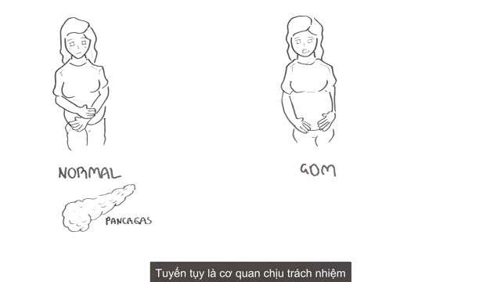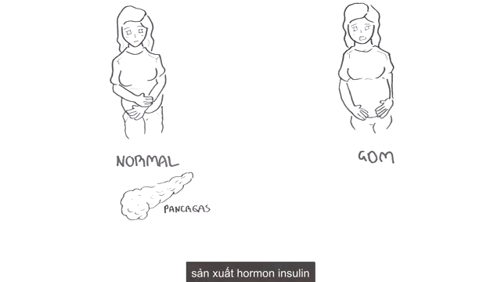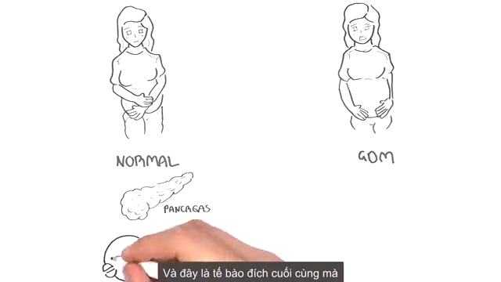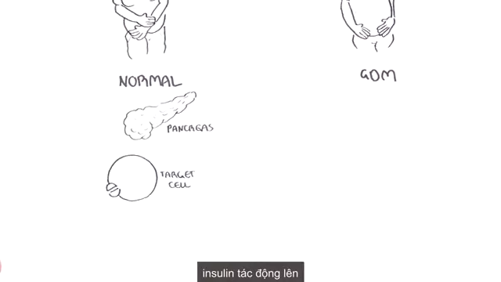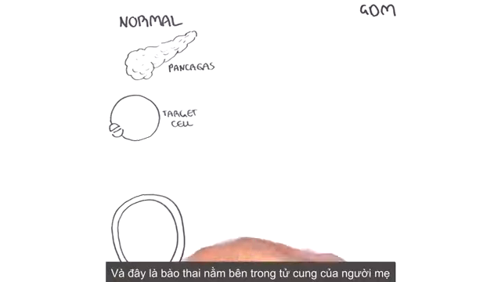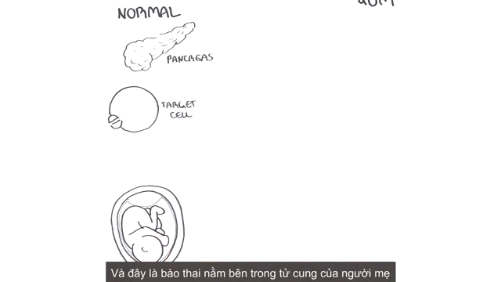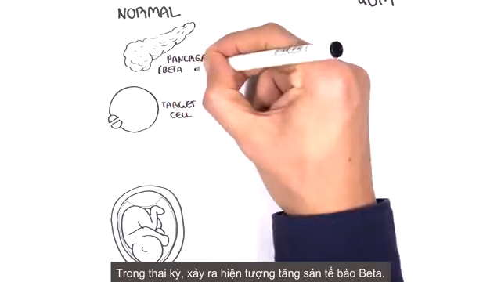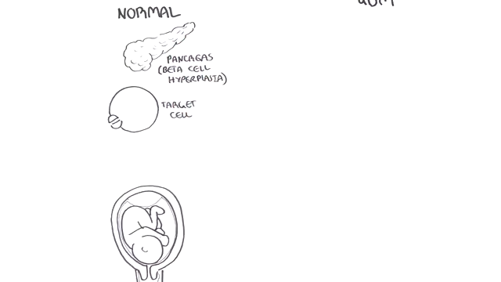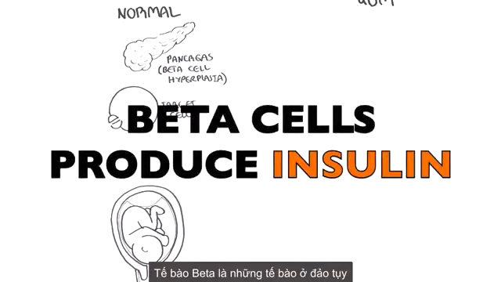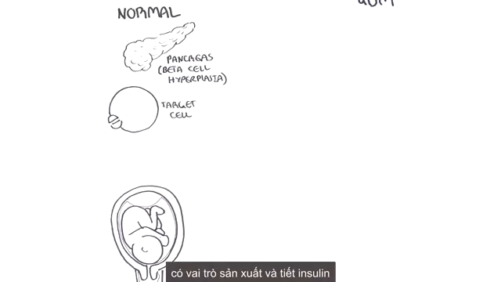The pancreas is an organ responsible for producing the hormone insulin. And here is the target cell, which insulin will target eventually. And here is the fetus, which is inside the uterus of the pregnant lady. During pregnancy, there is beta cell hyperplasia. Beta cells, or B cells, are cells in the pancreas that produce and secrete the hormone insulin.